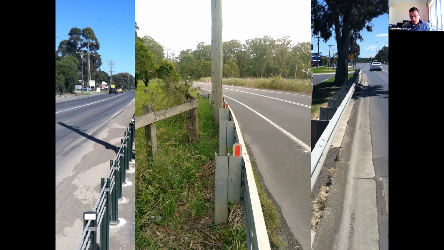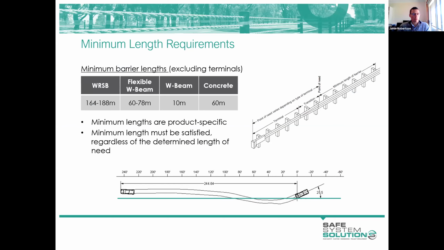Each barrier system has a minimum length requirement, and it does vary between the different categories of product. These are all spelt out in the TCU documents or the detail sheets, which can be found at your respective department's websites.